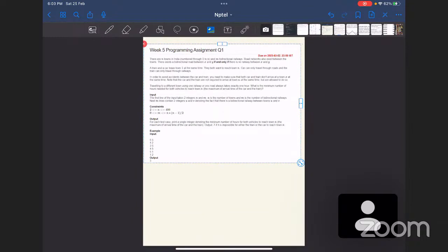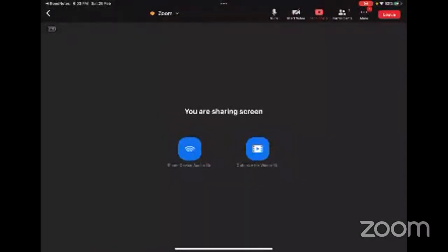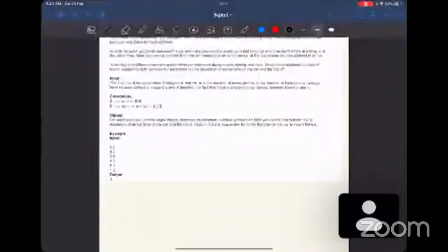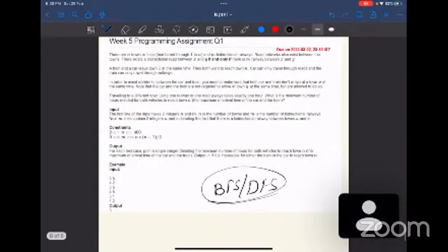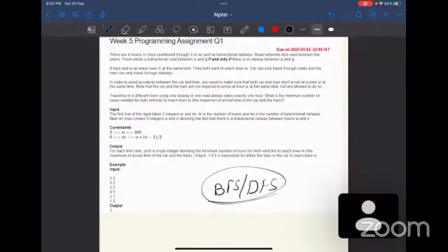Okay, so this question is based on BFS/DFS. You can solve this question using any one of the algorithms. What it says is, there are n towns in India and m bidirectional railways. Road networks also exist between the towns. There exists a bidirectional road between X and Y if and only if there is no railway between X and Y.